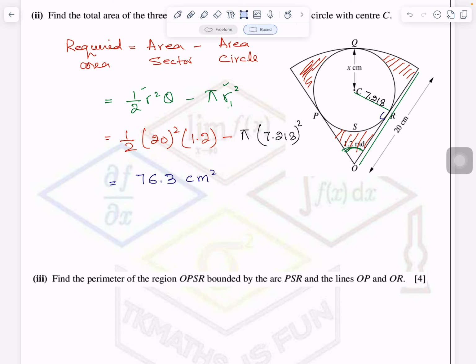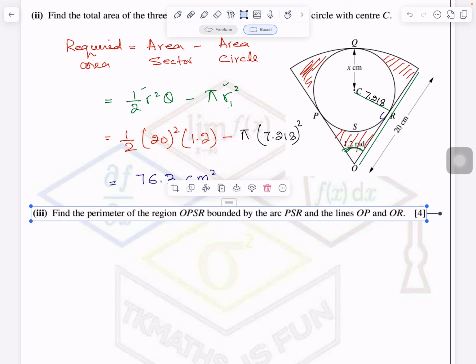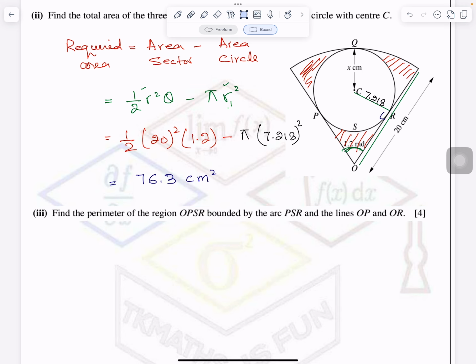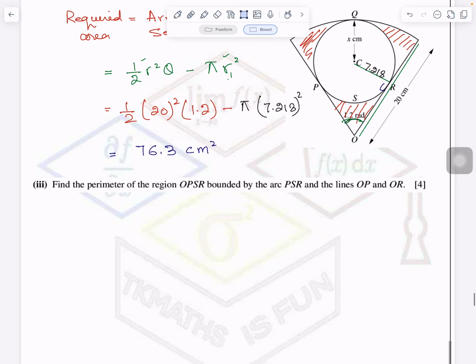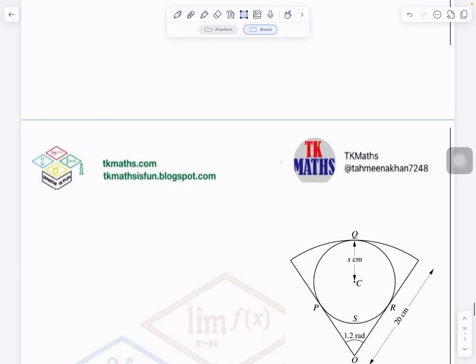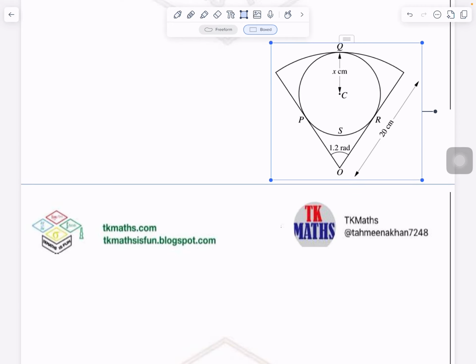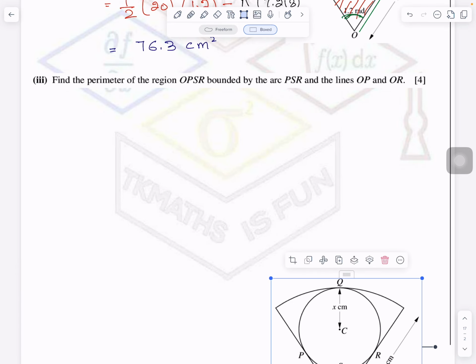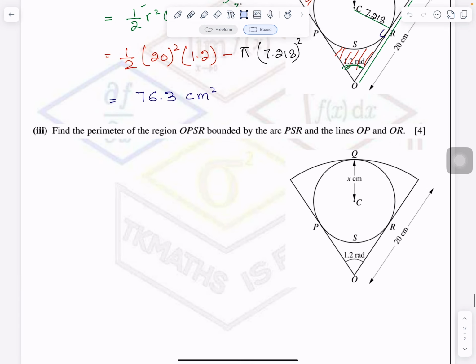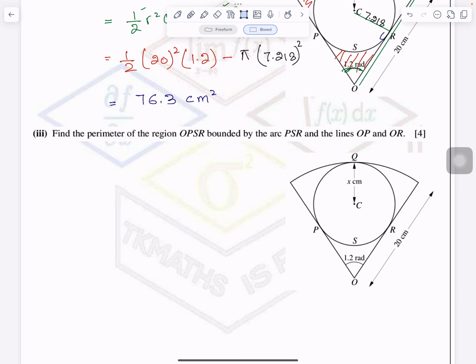Okay, so now the last part of the question, which is find the perimeter of the region. Let me bring this diagram from here. Okay, so now we have to find out the perimeter of the given region. Now which region? Let me highlight it here. OP, so this line OP, and then PSR from here to here, and then OR. So we have to find out this perimeter.